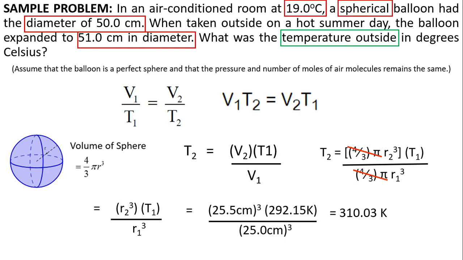Since we're looking for degrees Celsius, we have to subtract 273.15. So solving for this, we'll have 36.88. And since the givens have three significant figures, the final answer will be 36.9 degrees Celsius.